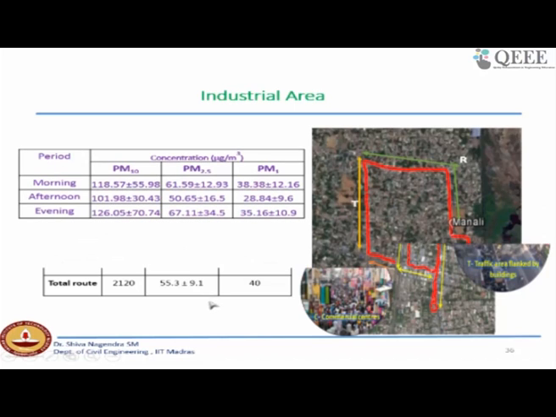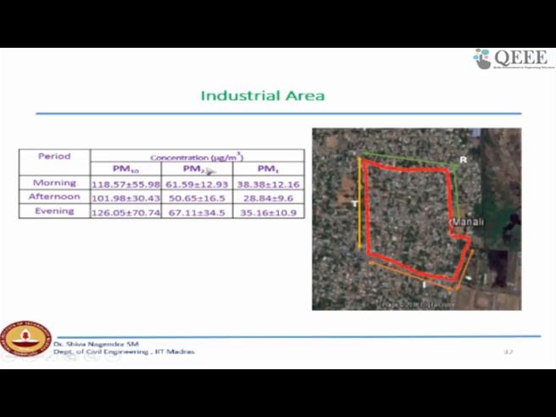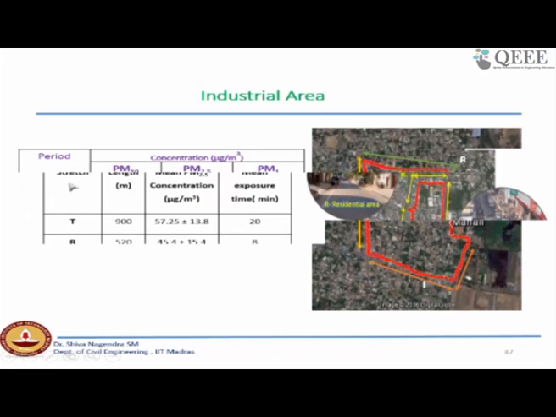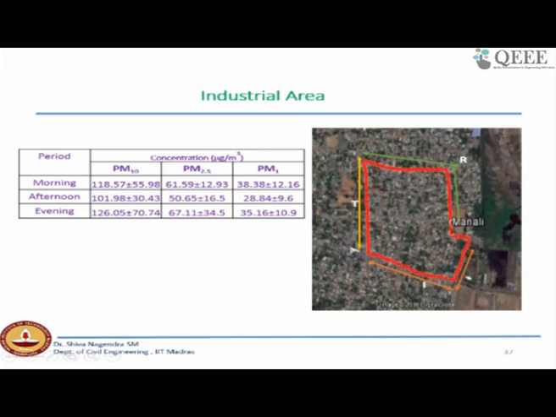Now coming to an industrial area, we again did an exercise in the morning, afternoon and evening with a known stretch of road. On this side there is a residential area, this is a traffic road with significant movement of vehicles, and these two roads are closer to the industry.